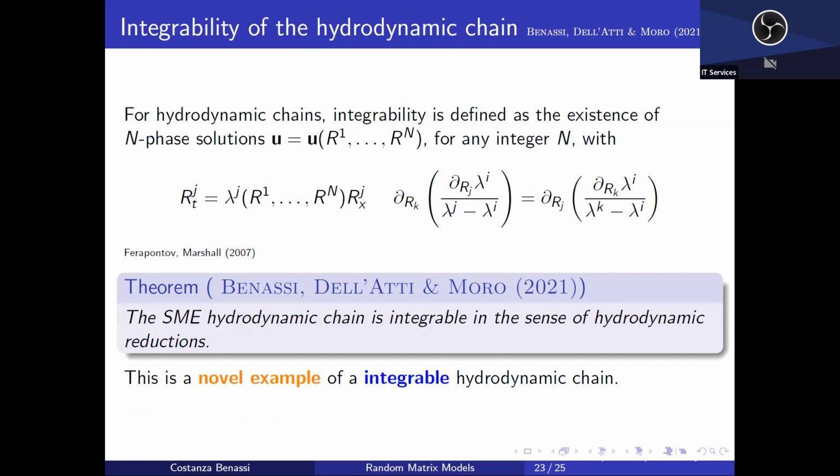So the main point that I want to make is that we managed to prove that this chain is actually integrable. The whole point is, what does integrable mean in this context? We're going to use the definition by Ferapontov and Marshall from 2007: a hydrodynamic chain is integrable if for any integer n, we can find n-phase solutions of this form that depend on n Riemann invariants, which satisfy the usual diagonal relationship where lambda is the characteristic speed, and this is the semi-Hamiltonian property.